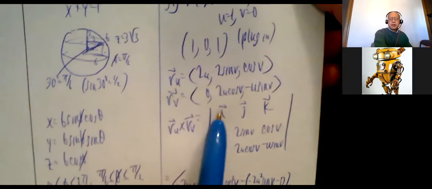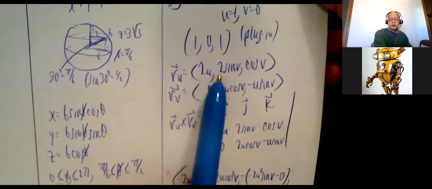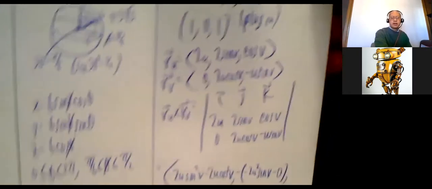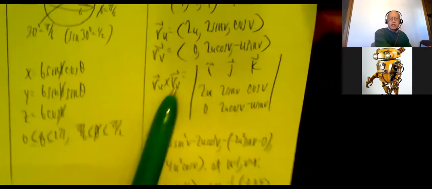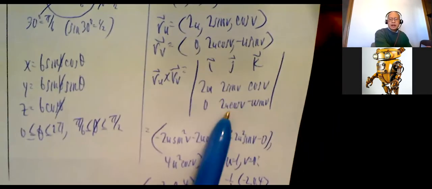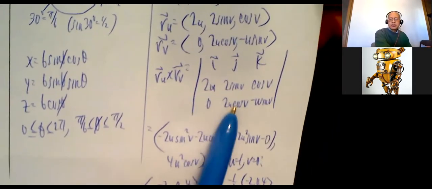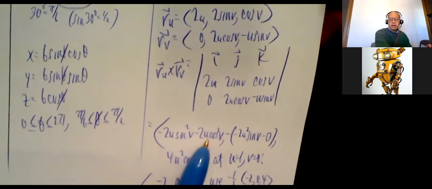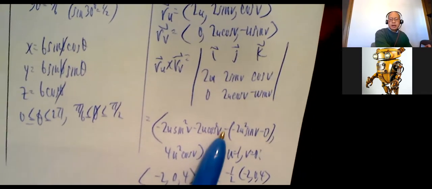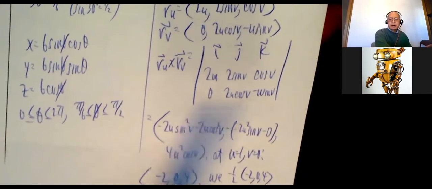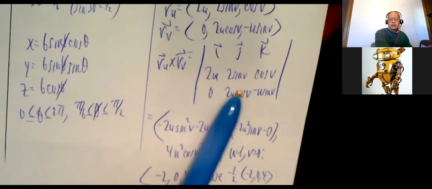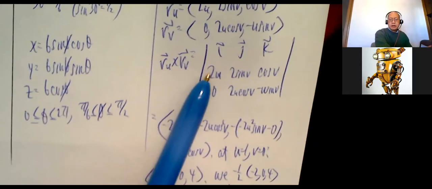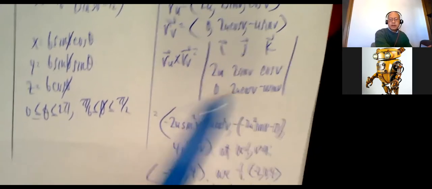Take the cross product. i, j, k, 2u, 2 sine v, cosine v, 0, 2u cosine v, negative u sine v. Okay, i component, that minus that, negative 2u sine squared v, minus 2u cosine squared v, then the opposite of negative 2u squared sine v minus nothing. And then let's see, 4u squared cosine v minus nothing.